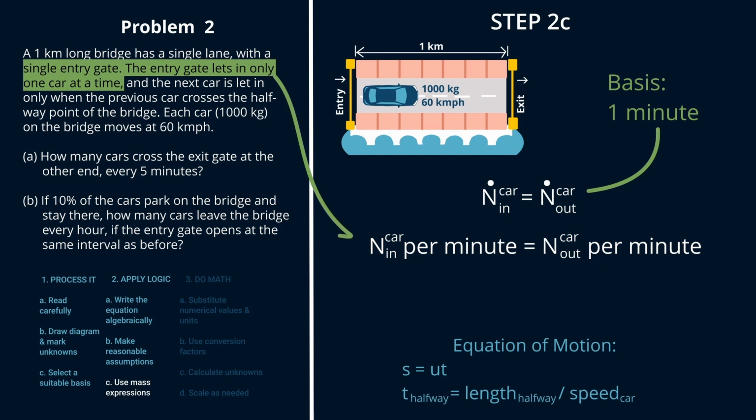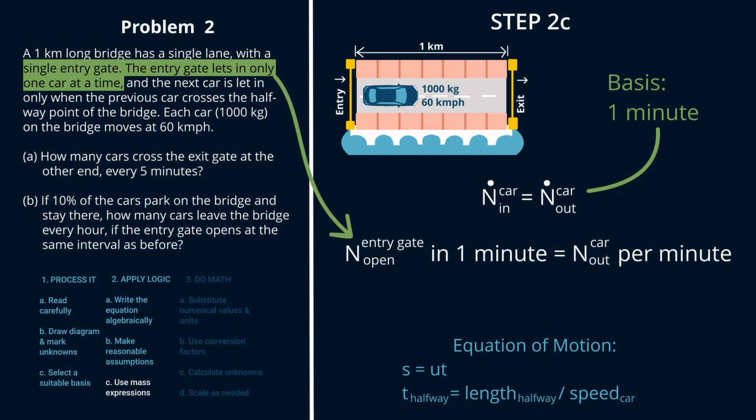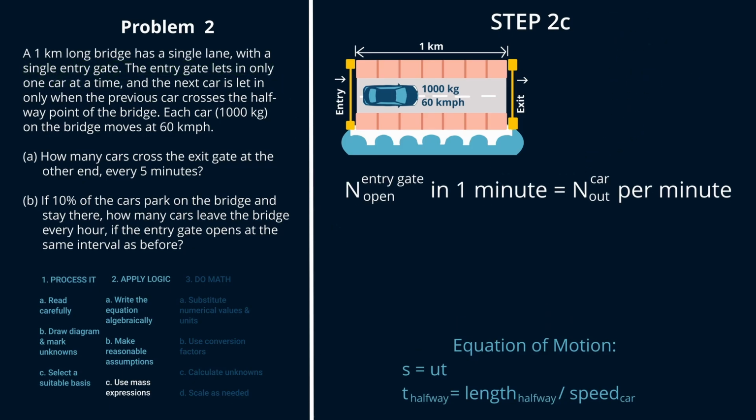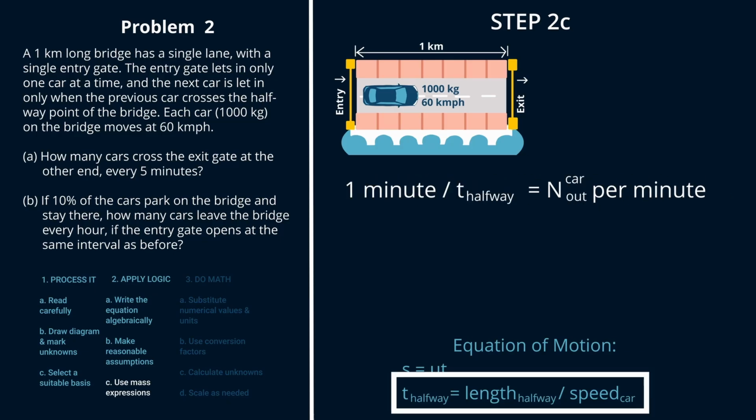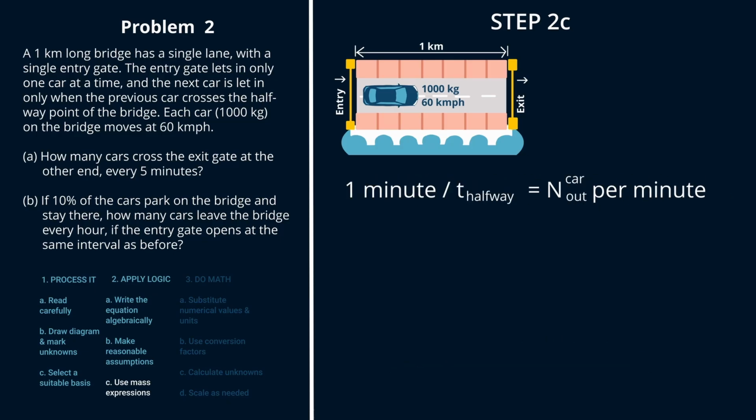Since the entry gate lets in one car every time it opens, the number of times the entry gate opens in a minute is equal to the number of cars leaving the bridge per minute. The interval between each entry is given by the distance traveled divided by the car's speed. How many of these intervals can fit in a minute? The number of times the entry gate opens in 1 minute is obtained by 1 minute divided by the interval.